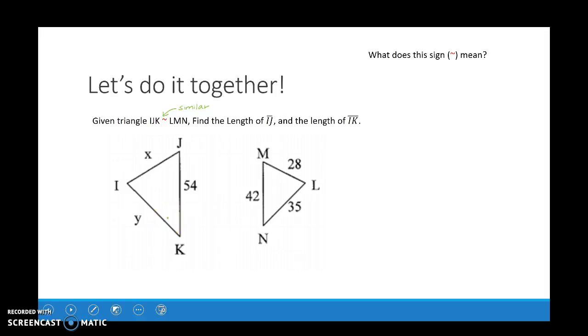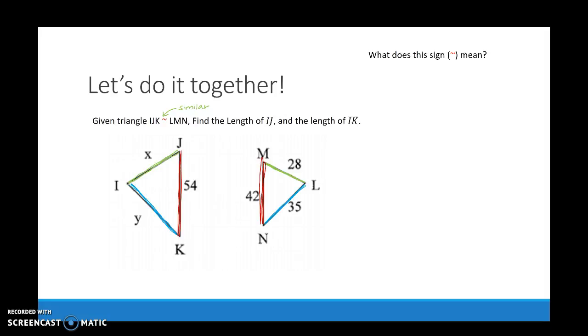Now they're going different directions, so it's really important that I use my colors to identify my corresponding sides. So here I have I, J are the first 2 letters. So IJ corresponds to LM. LM. Okay, so go ahead and identify your corresponding sides.